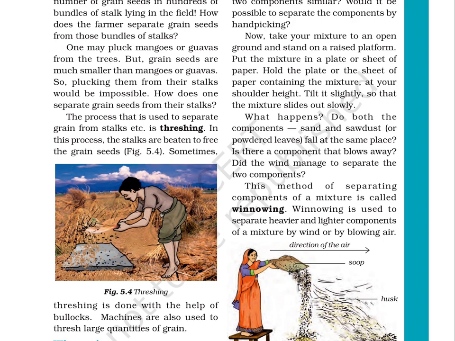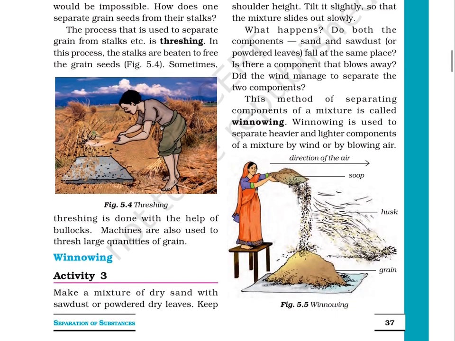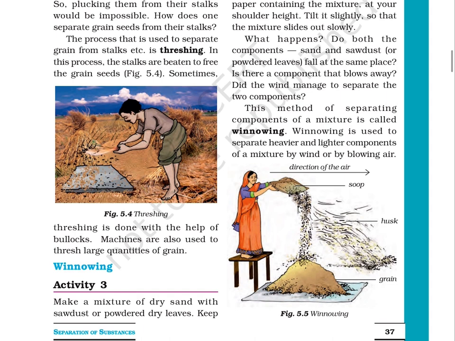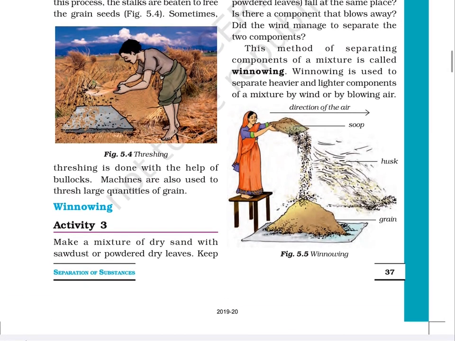The process that is used to separate grain from stalks, etc., is threshing. In this process, the stalks are beaten to free the grain seeds. Sometimes threshing is done with the help of bullocks. Machines are also used to thresh large quantities of grain. Figure 5.4 shows threshing.